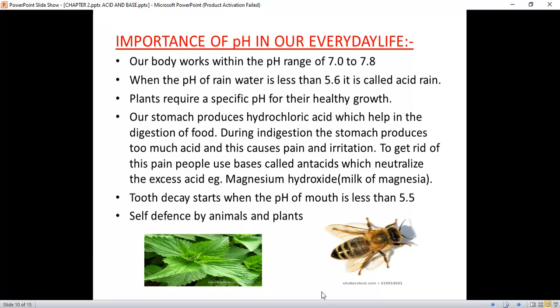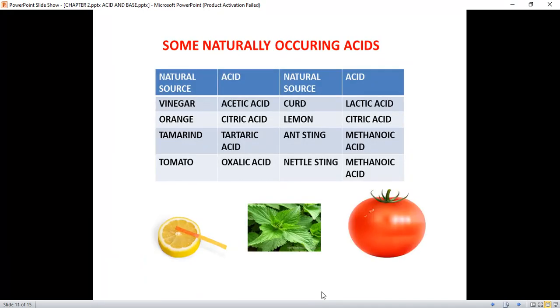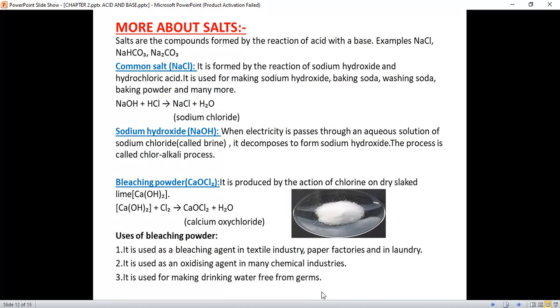If the pH of our mouth is less than 5.5, then tooth decay occurs. Our stomach releases hydrochloric acid, etc. We have read that in this topic. We have also read about some naturally occurring acids like vinegar, orange, tamarind, tomato, curd, lemon, etc. They all contain acid. Next, we have read about the salts. In the salts, what have we read? Common salt, that is sodium chloride.